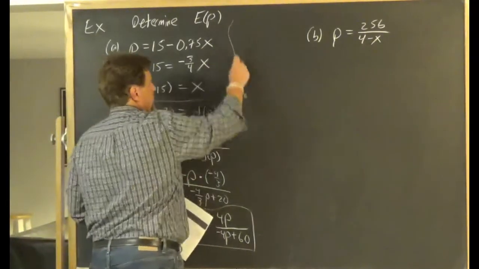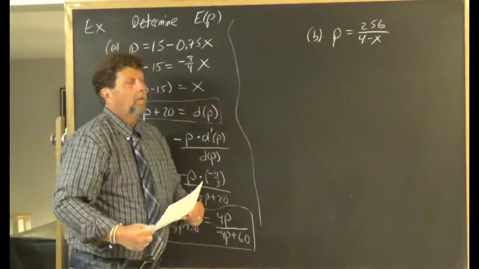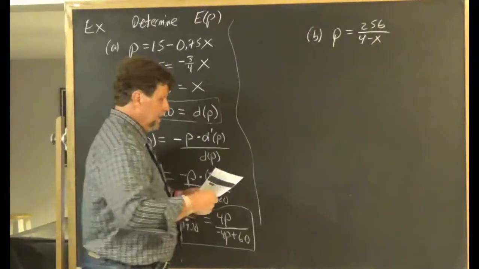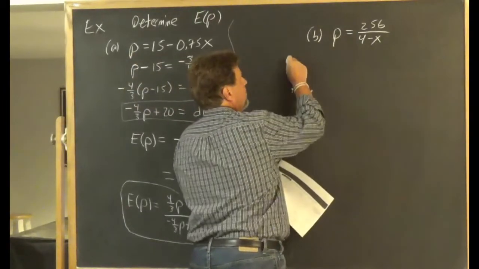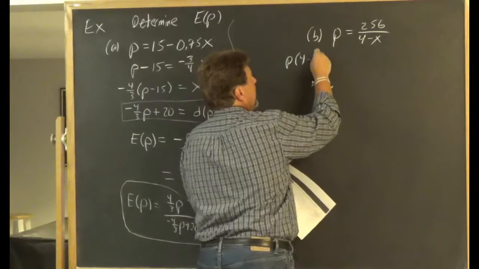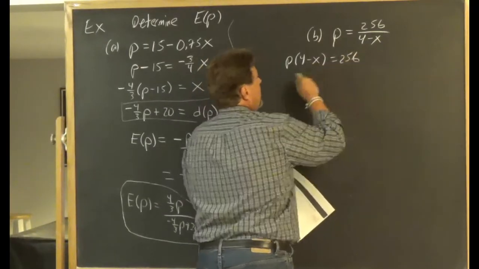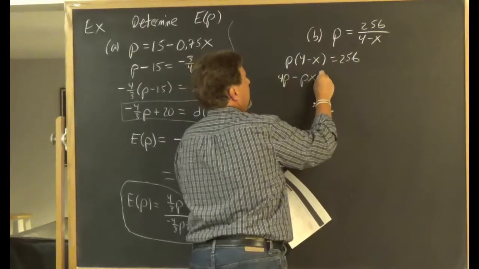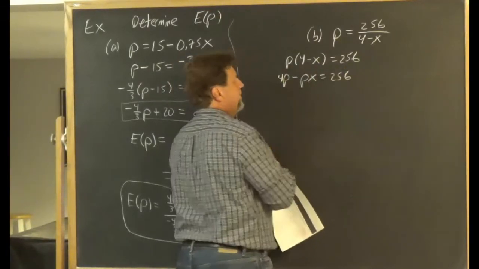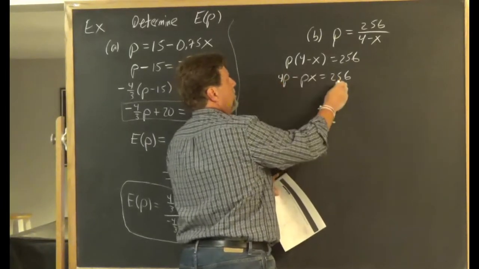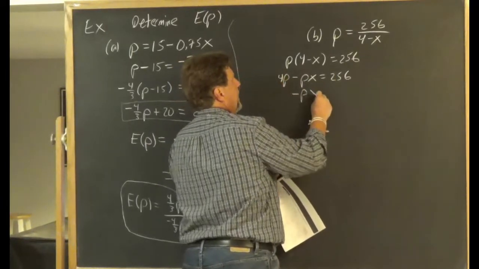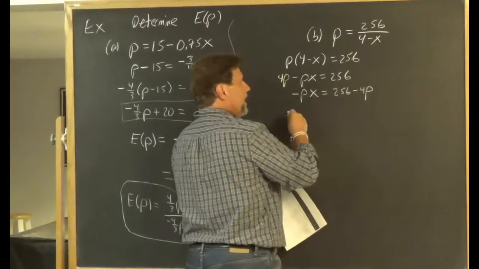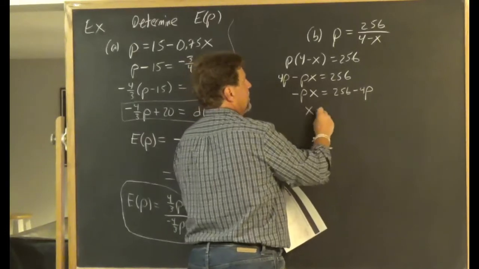For part B, well, we have to start off by solving that for x. We have to see it as a d of p. So first step, I would multiply both sides by 4 minus x. Then I'll distribute the p, so I get a 4p minus px equals 256. Subtract 4p from both sides. So I have a -px equals 256 minus 4p. And then I divide both sides by -p.